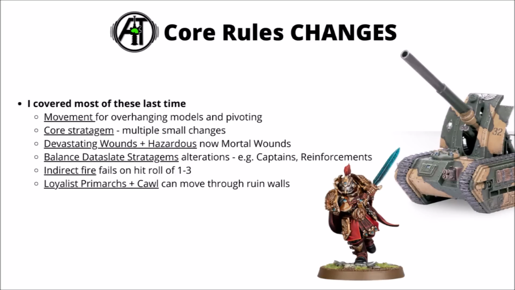These are the items that I'd consider more core rules changes: the whole movement and pivoting thing that I talked about in a video earlier, a bunch of changes to the core stratagems, devastating wounds and hazardous now being mortal wounds again in one form, a bunch of balanced data slate changes to stratagems, things like captains, free stratagems, and reinforcements and stuff, indirect fire always failing to hit on a roll of 1 to 3, and loyalist primarchs and core being able to move through ruin walls.